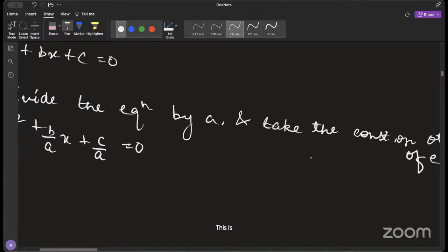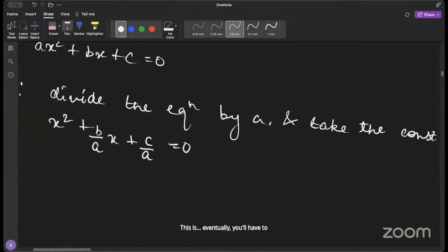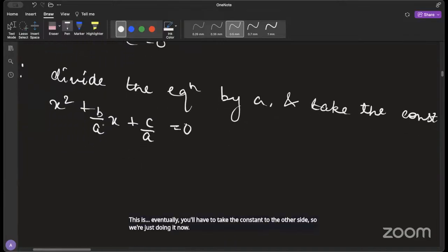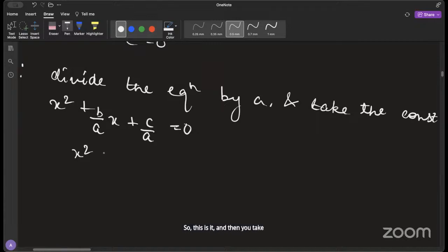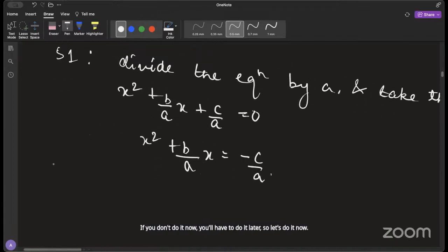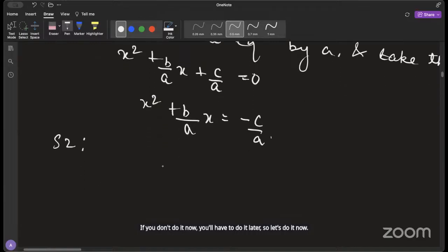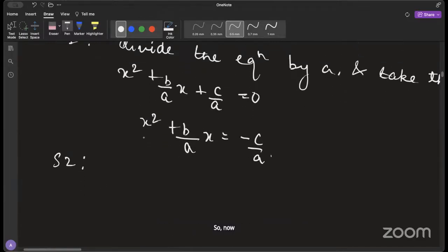Eventually you'll have to take the constant to the other side, so we're just doing it now. So this is it, and then you take the constant to the other side, which gives you this. If you don't do it now, you'll have to do it later. So let's do it now. Makes things cleaner.